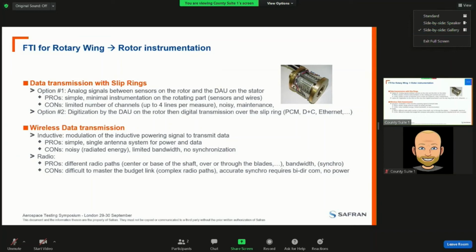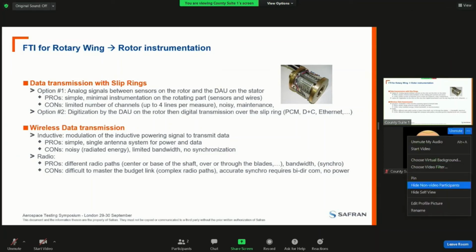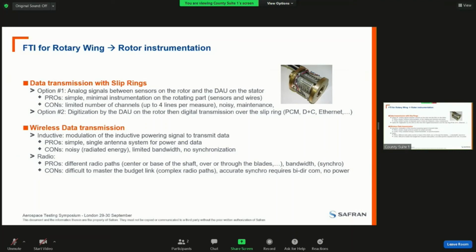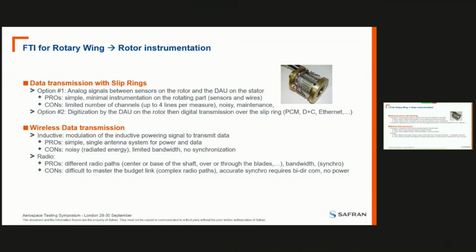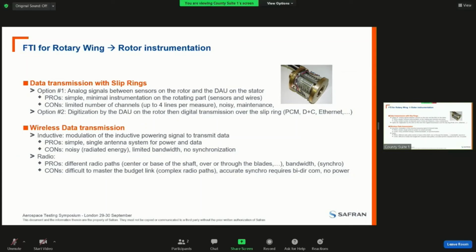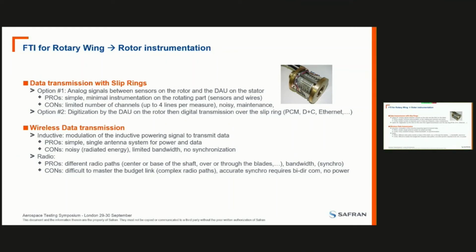And in fact, two options can be used for these slip rings. First one is to directly connect the sensors to the slip rings and to transmit the analog signals from the rotors through the slip rings. This is very simple, a minimal setup. You have just the minimal sensor set and wires on the rotor, so it's not very intrusive. But the counterpart of that is that you have a limited number of channels because you have to pass many analog lines through these slip rings, and usually the measurements are very noisy. The performance of these measurements is not that good.